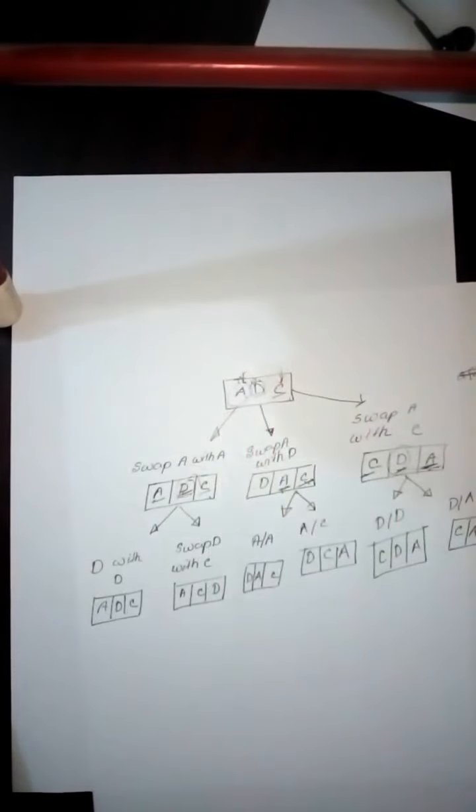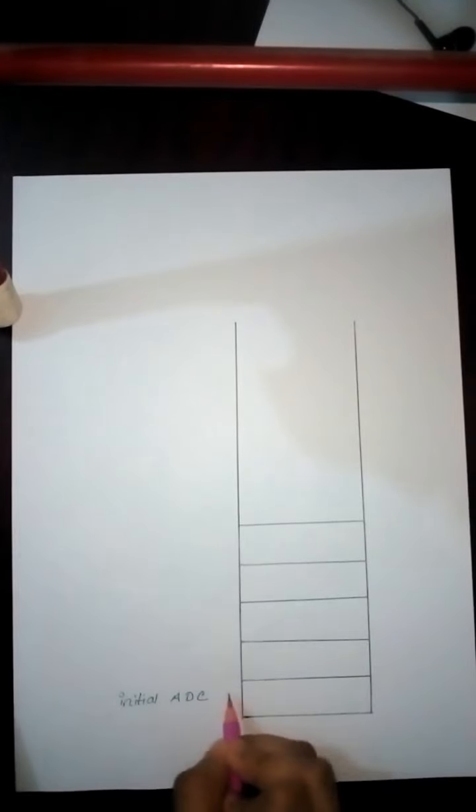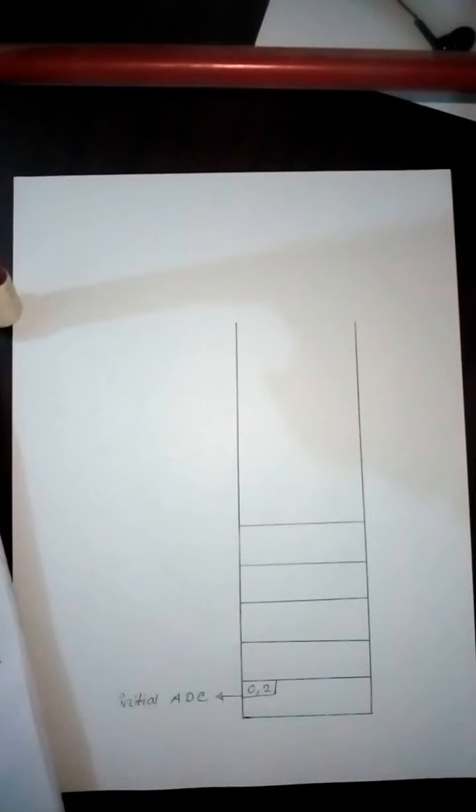So first of all, what we see in this tree diagram is ADC, the taken string. This is the initial ADC. Here no values, nothing is fixed, so L is 0, and here R is 2. Since we will iterate this 2 times, R is 2, and there is initial ADC.